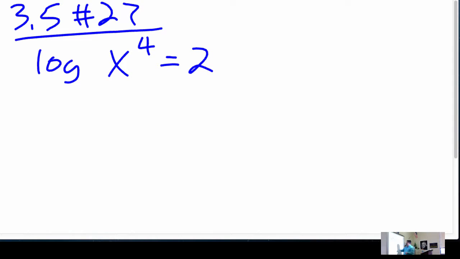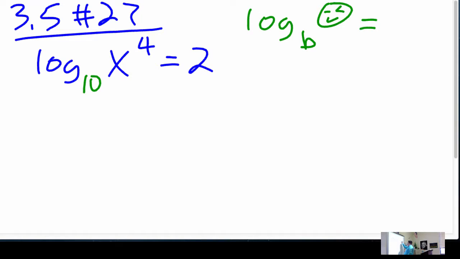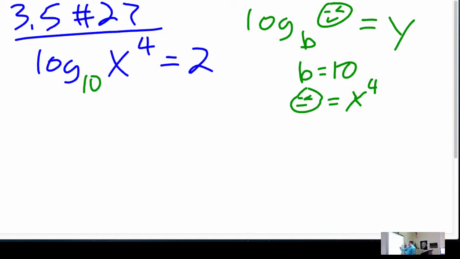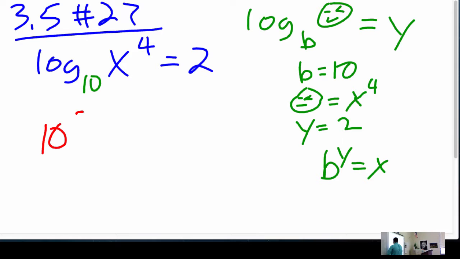So again, we're going to keep in mind that this is log base 10. And remember that log base b of winky face is equal to y. So b equals 10, winky face equals x to the fourth, and y equals 2. And remember the relationship is b to the y equals x. So if I plug all that into my b to the y thing, I get 10 to the 2 is equal to x to the fourth.